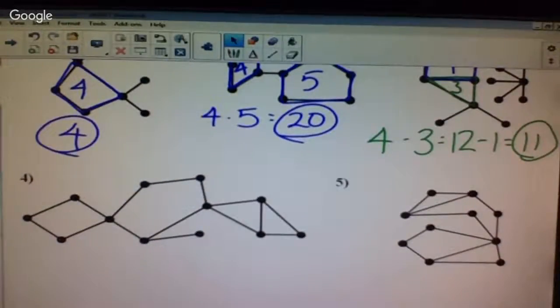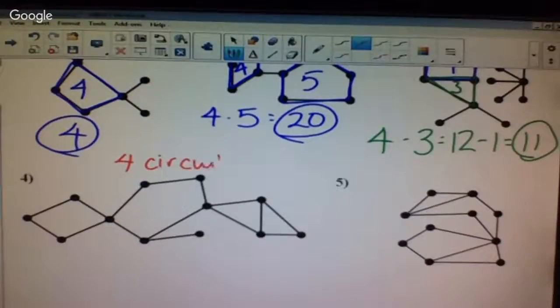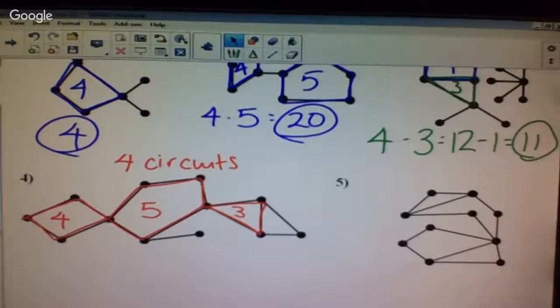Okay? Take a look at 4. How many circuits do I have? You got 4. 4 circuits. That's 4, 5, 3, and 3. So this one has 4. This one has 5. This one has 3. And that one has 3. And this one has 3.